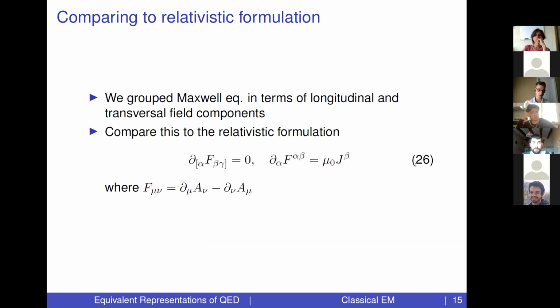Okay, so just a little comparison. What we've done here, we grouped the Maxwell equations in terms of longitudinal components and transversal field components. And that is, of course, very different to what is usually done if one is interested in relativistic formulations, where we define the field strength tensor in terms of the four-potential that comprises the scalar potential and the vector potential. And we group it in terms of homogeneous and inhomogeneous equations. And that is not what we are interested in here, just as a little comparison.